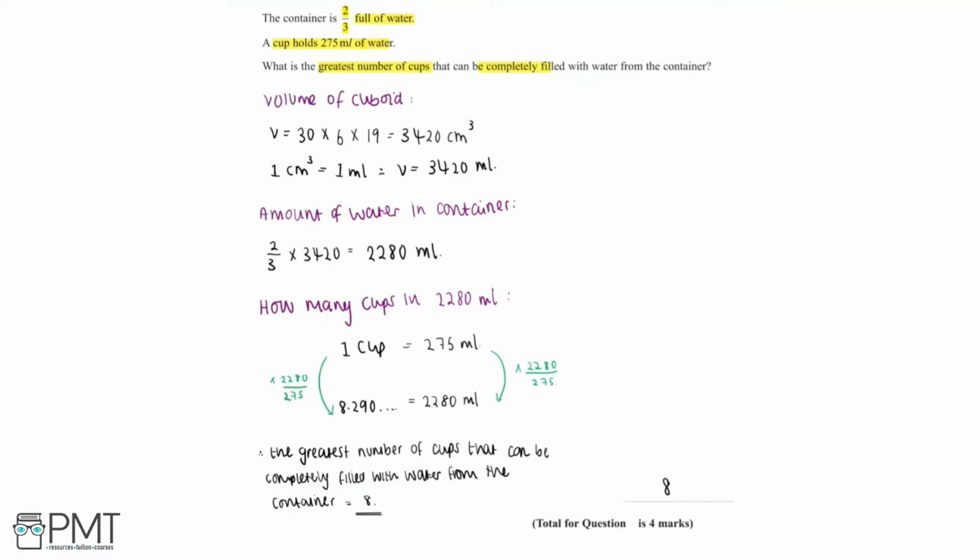Now this question is worth 4 marks. We get the 1st mark for finding the volume of the cuboid. We get the 2nd mark for finding 2/3 of this volume. We get the 3rd mark for finding the number of cups in 2,280 milliliters. And we get the 4th and final mark for our correct final answer that the greatest number of cups that can be completely filled with water from the container is equal to 8.